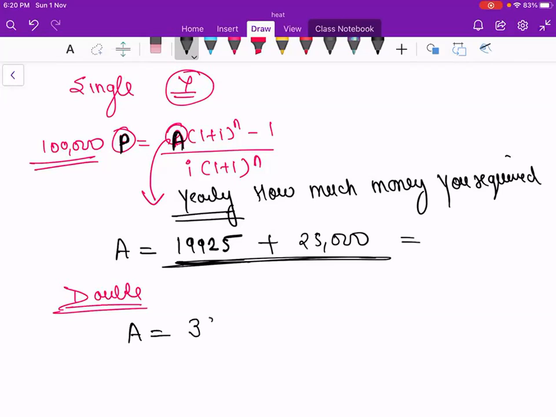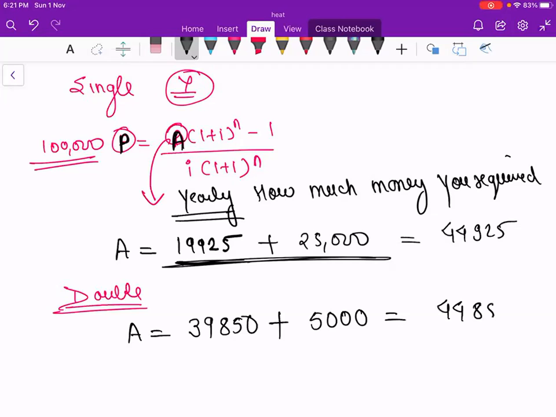It will be 39850 plus steam. Steam is 5000. So you will be needing this. How much is it coming? 19925 plus 25,000, so it will be 44925, and for the double it will be 44850. So which one is lesser? This double is lesser. So that is why we will go for double effect evaporator.